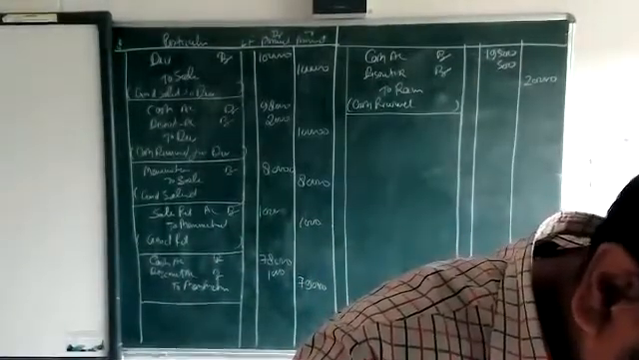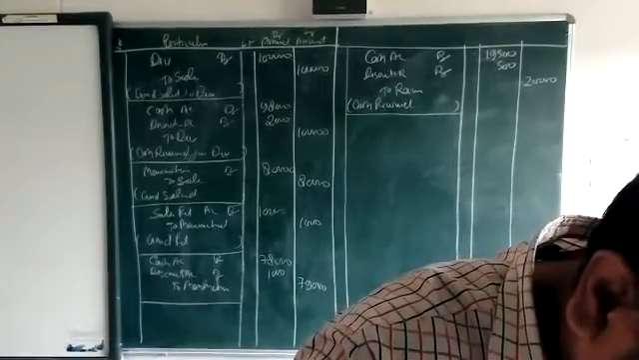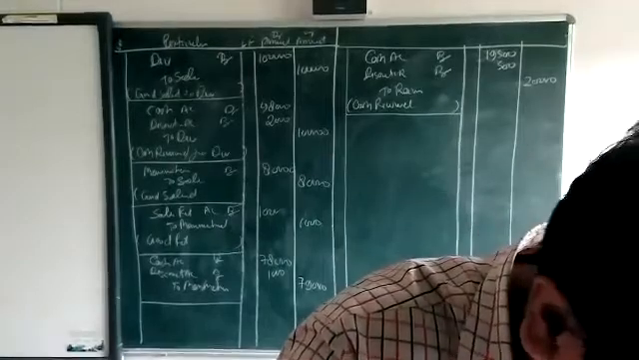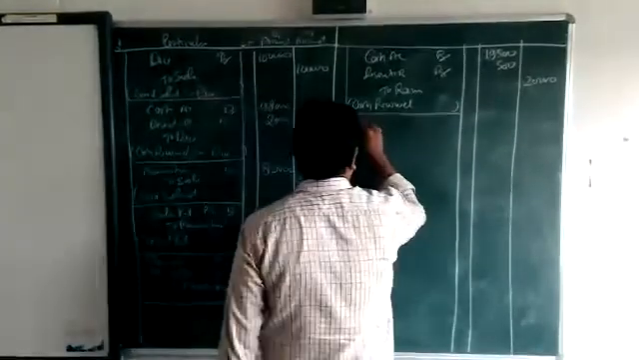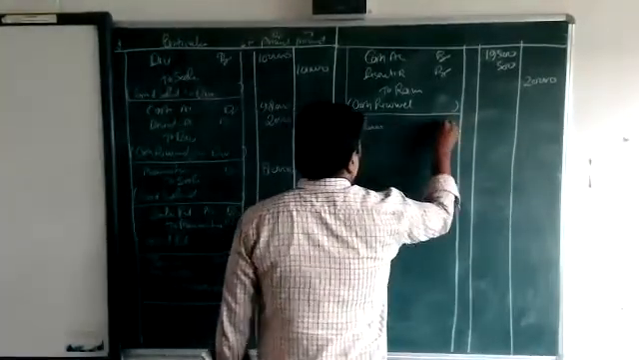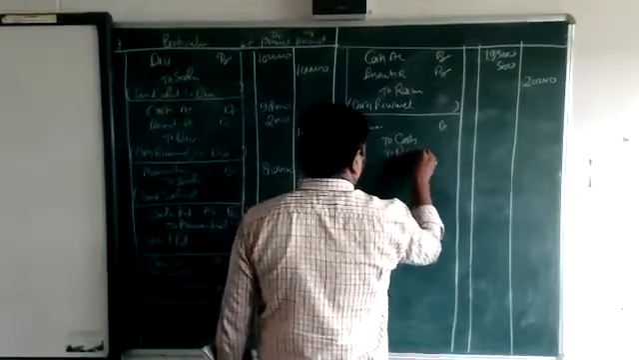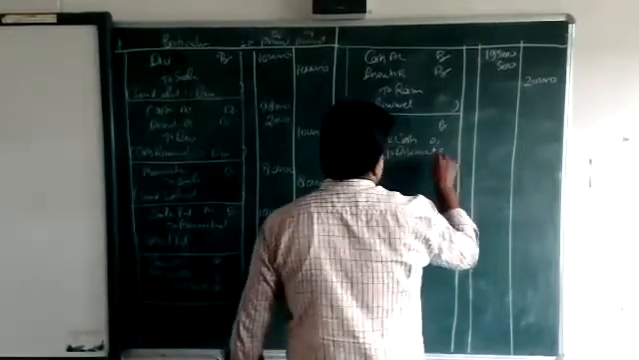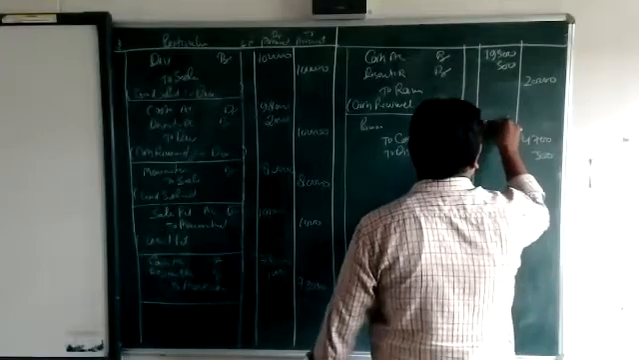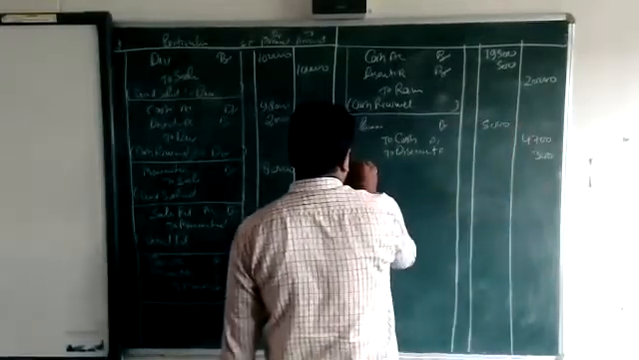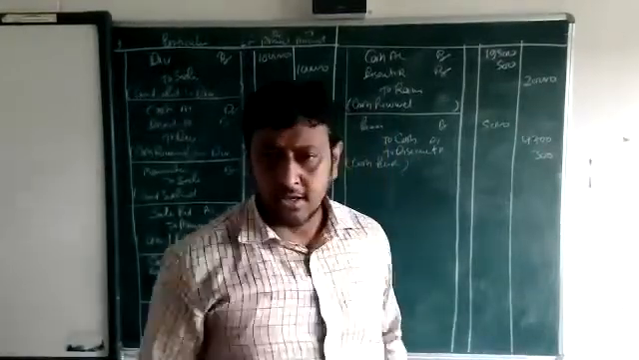Then next, paid cash to Pawan and discount received from him. Amount is 4,700; 300 we are going to pay. Then Pawan account debit to cash and discount. Okay, 4,700 cash, 300 discount. This means the total amount is what we have to pay. Okay, clear?